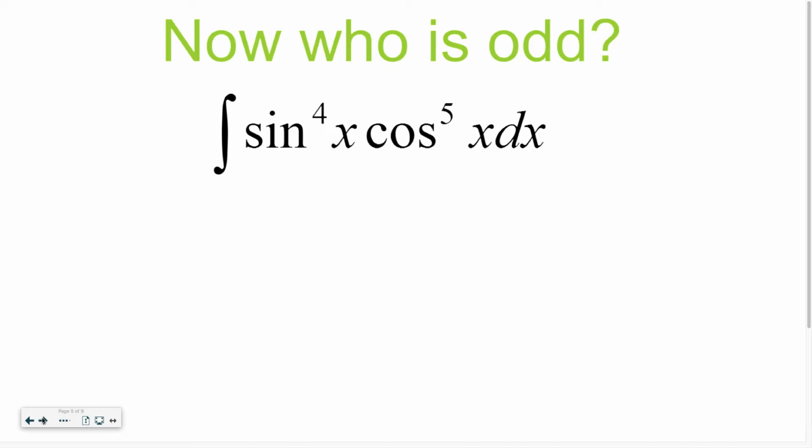Okay, so our strategy: cosine is odd, so we're gonna pull a little cosine out of it. It'll be sine, cosine, cosine squared. I'm doing this, it actually really hurts my hands.